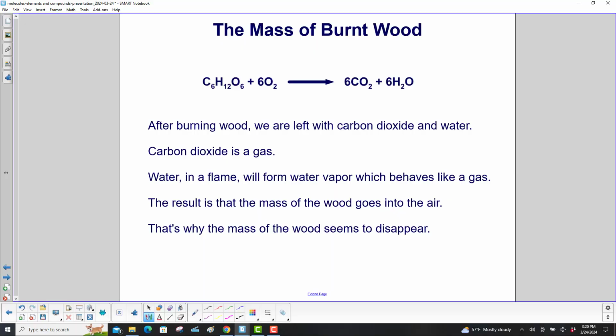After burning the wood, we are left with carbon dioxide and water. Now, carbon dioxide is a gas. Water in a flame will form water vapor, which behaves like a gas. The result is that the mass of the wood goes into the air. That's why the mass of the wood seems to disappear.